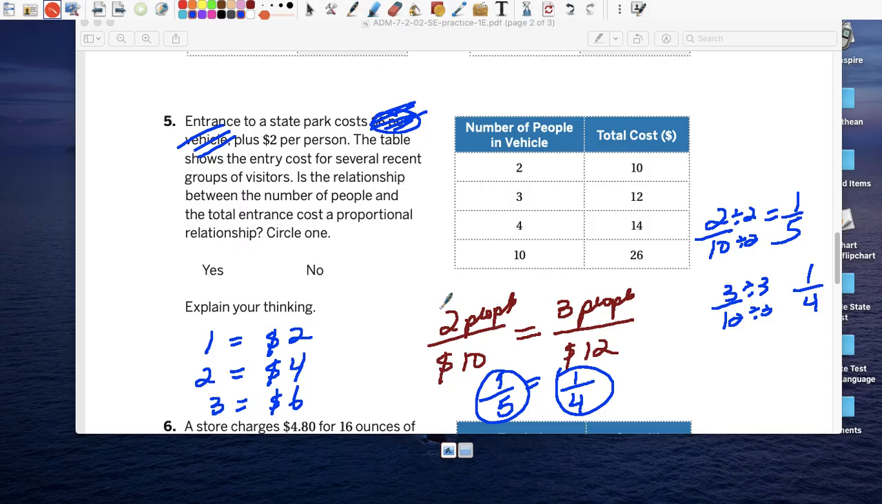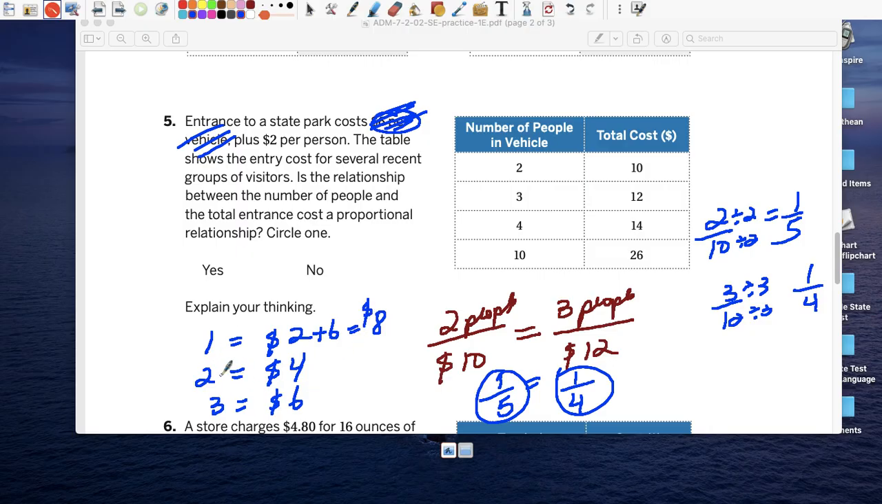Now, because of the vehicle, it changes things around. So one person comes into the park, pays $2, but he has a car, so we're going to add $6. So he's paying $8.